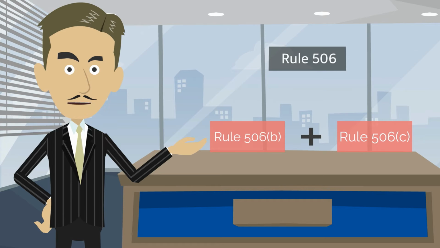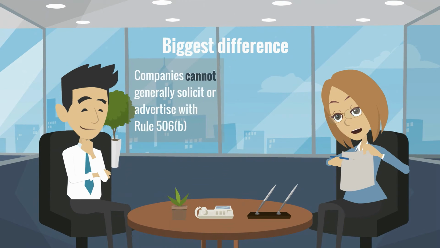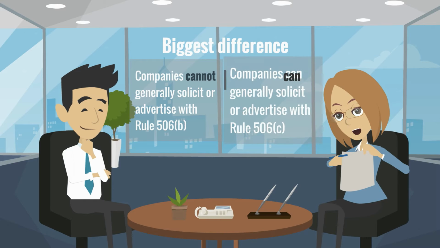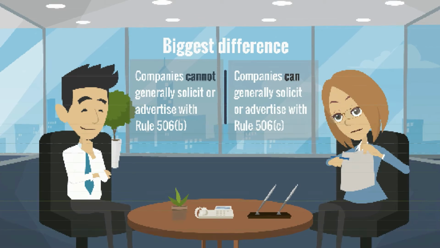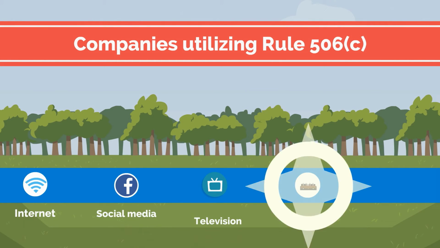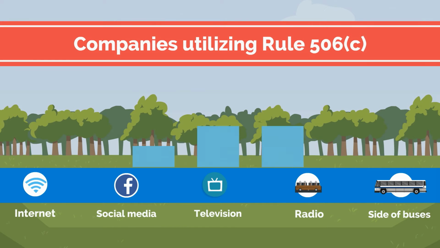So what's the difference between the old Rule 506(b) and the new Rule 506(c)? The biggest difference is that companies cannot generally solicit or advertise with Rule 506(b), but they can with Rule 506(c). That means companies utilizing Rule 506(c) can leverage the internet, social media, television, radio, or even take advertisements on the side of buses to raise money.